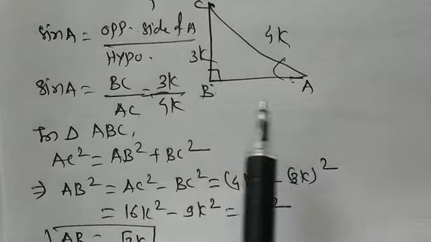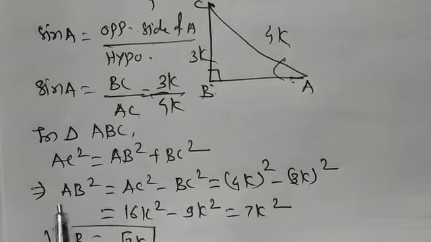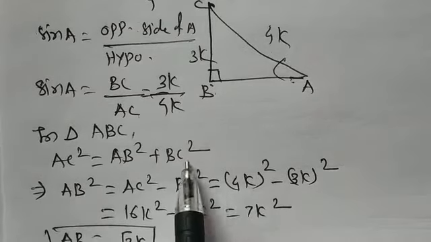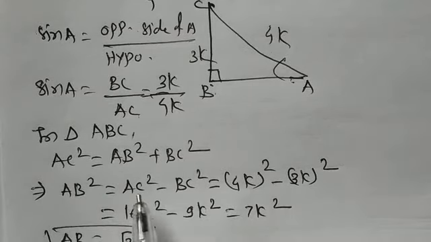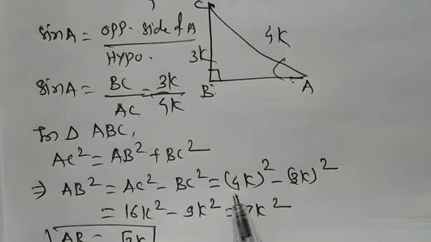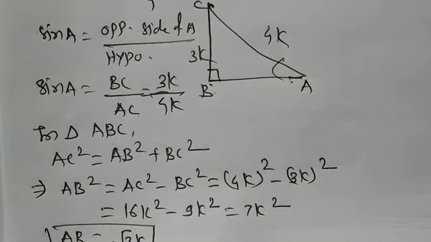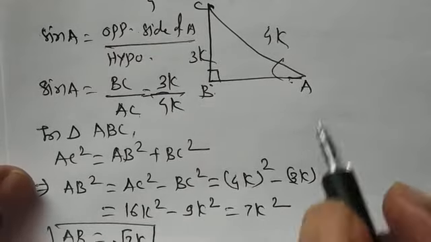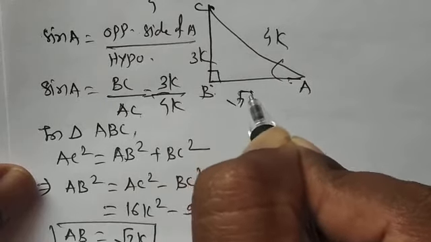AC square is equal to AB square plus BC square. Then AB square is equal to AC square minus BC square. When we shift BC square, it gets a minus sign. AC is 4K square minus BC is 3K square. Then 4K square is 16K square minus 9K square, equal to 7K square. So AB is root 7K.